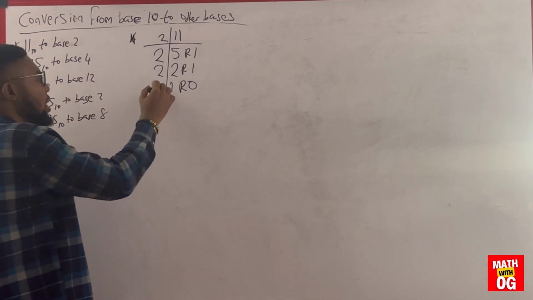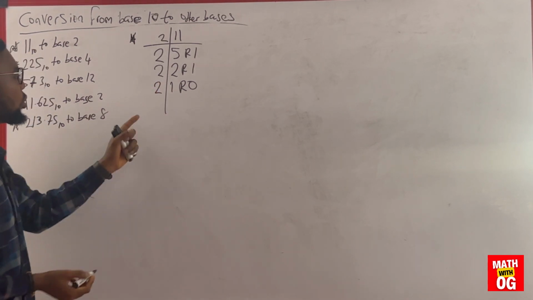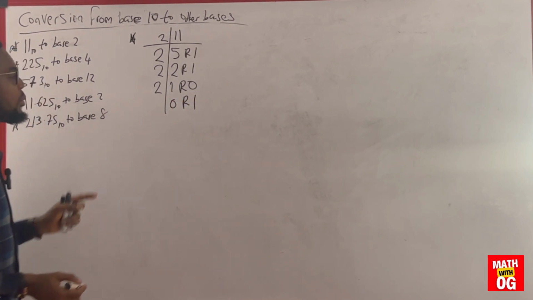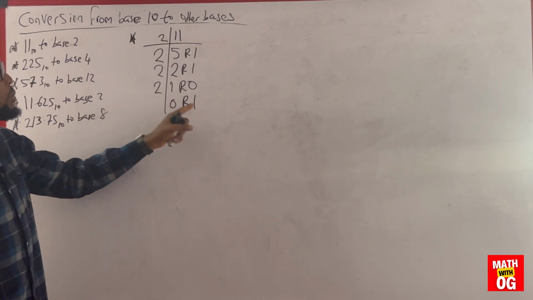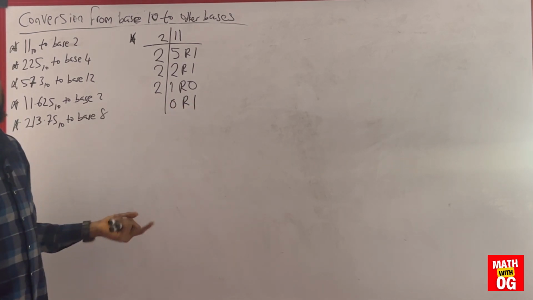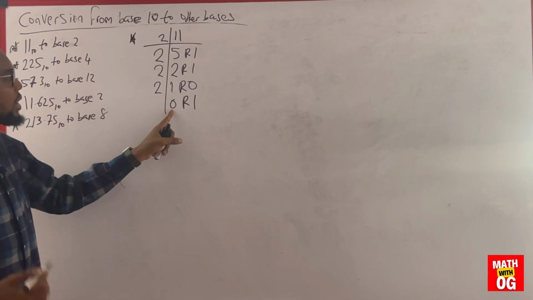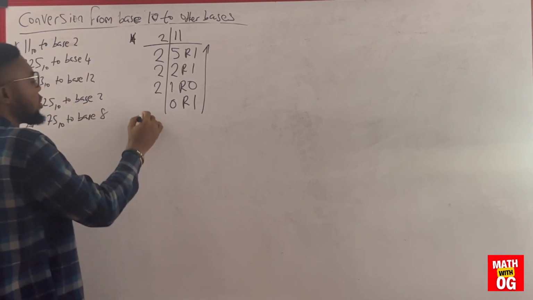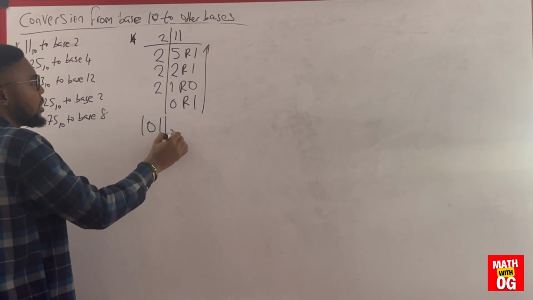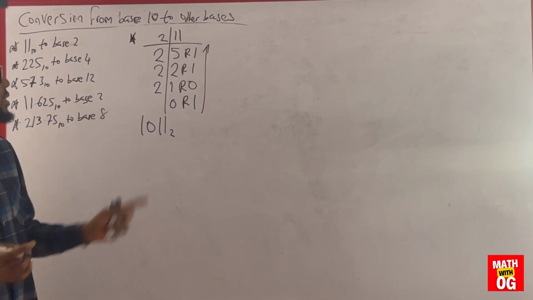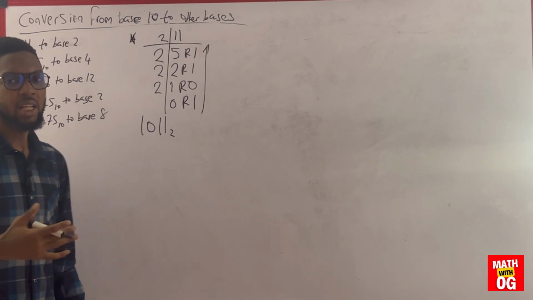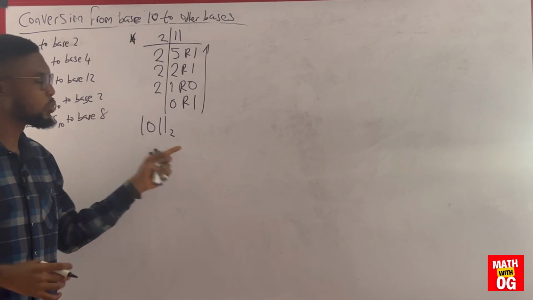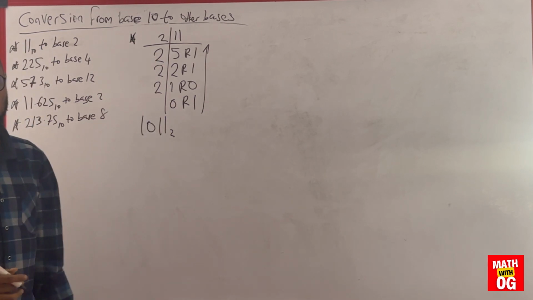And lastly, 2 cannot go into 1. So I can say 2 will go into 1 0 times. I will still have a remainder of 1. That means 2 cannot go into 1, so that 1 will still be a remainder. Now there's nothing we can do anymore because this is already 0. Now how do we read? We read from the bottom to the top. So this will give us 1 0 1 1 base 2. So 11 in base 10 is simply 1 0 1 1 in base 2. And if you have watched the previous video, you will remember that we converted 1 0 1 1 in base 2 to base 10 and we got 11.